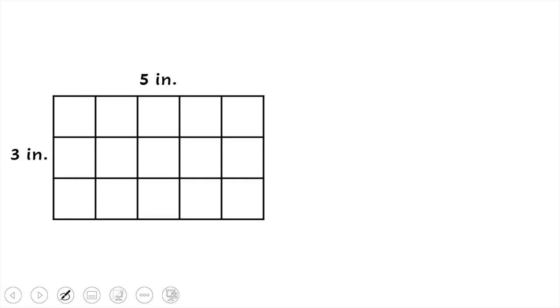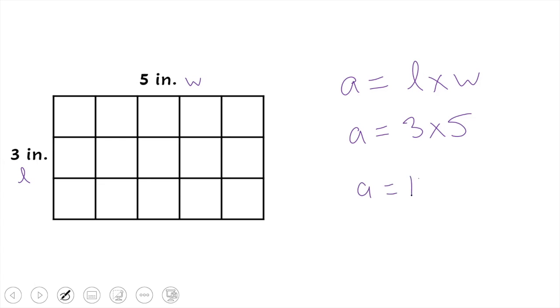So this is an example that we have. We have a rectangle that is 5 inches by 3 inches. So I want to write down our formula. Area equals length times width. So area equals 3 times 5, because 3 in this one is our length and 5 in this one is our width. So area equals 15 inches squared, because we don't want to forget our unit. Unit is very important.